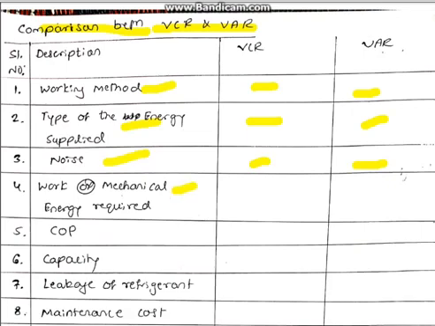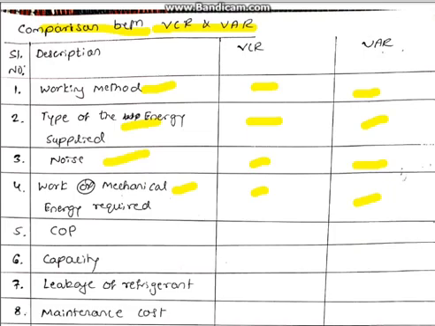Next point, work or mechanical energy required. In a VCR system, the mechanical energy required is more because refrigerant vapor is compressed to a higher pressure, but in a VAR system, the mechanical energy required to run the pump is less, since the pump is required only to circulate the refrigerant.